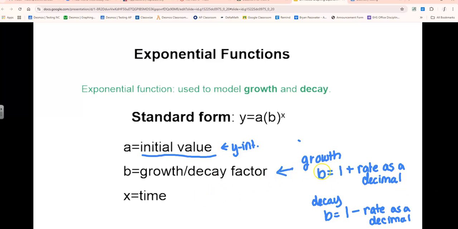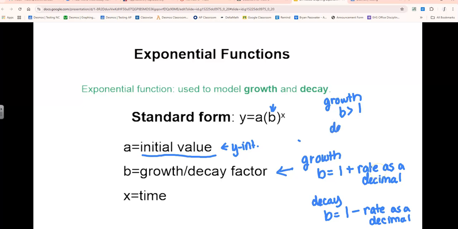So if I have growth, what's going to be true about this B value right here? It's going to be not just positive, but it's going to be bigger than what? A certain number. What number? It's bigger than 0, but there's another number. It's bigger than 1 because you're doing 1 plus the rate, right? So it's got to be bigger than 1. So for growth, B is greater than 1.